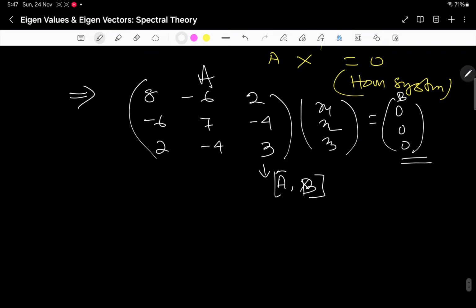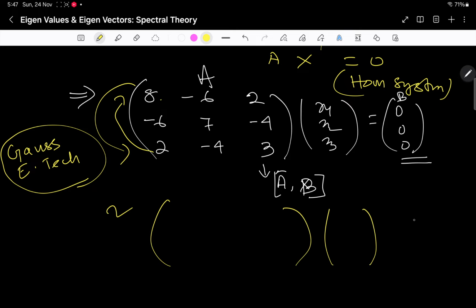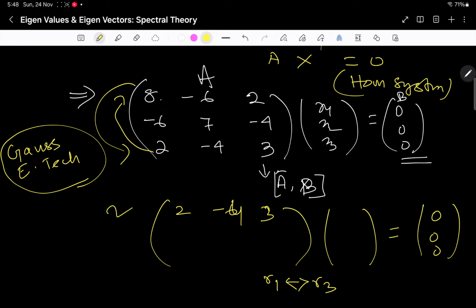Here we want to adopt the Gauss elimination technique, which I have already told you in my lecture 1. I want to solve for the values of x1, x2, x3, which means I want to bring in zeros. So let me replace r1 and r3, and the remaining row stays the same, with the right side 0, 0, 0. I replace r1 by r3 for easy calculation. So it will be 2, -6, 2, -4, 3, and the middle row remains, -6, 7, -4, and then 8, -6, 2.